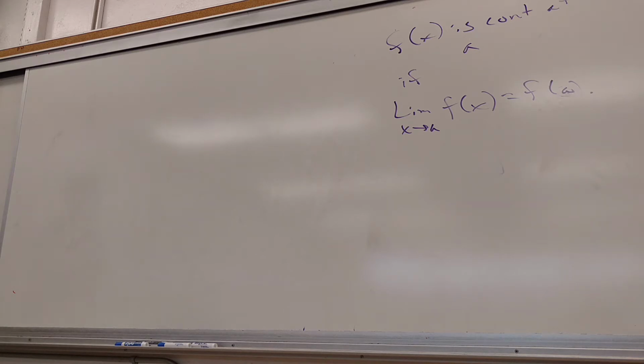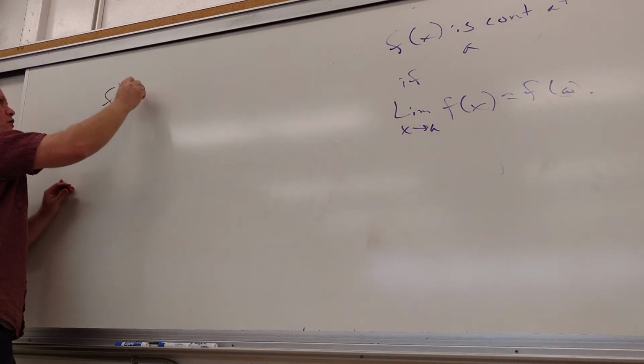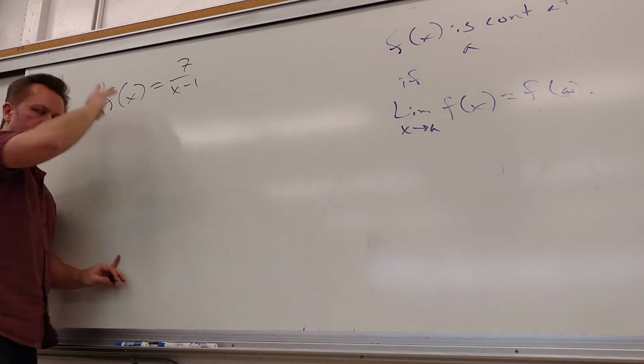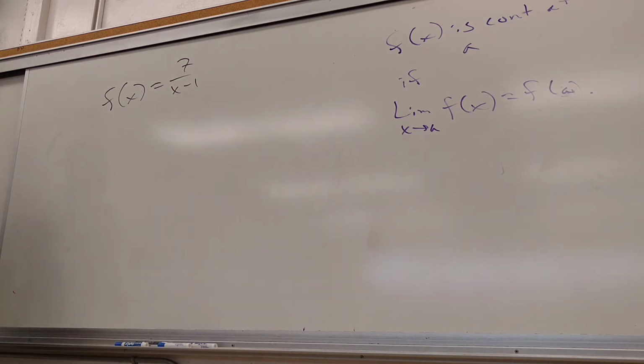Domain is limited. But all of these are continuous everywhere on their domain. Do you guys understand? Yes, so don't freak out that some of these have problems on their domain. They have to exclude certain values. But the function 7 over x minus 1 is continuous everywhere except at 1. In fact, what kind of discontinuity does it have at 1?